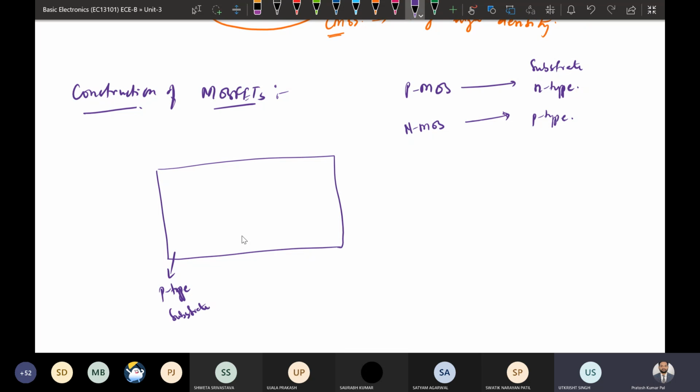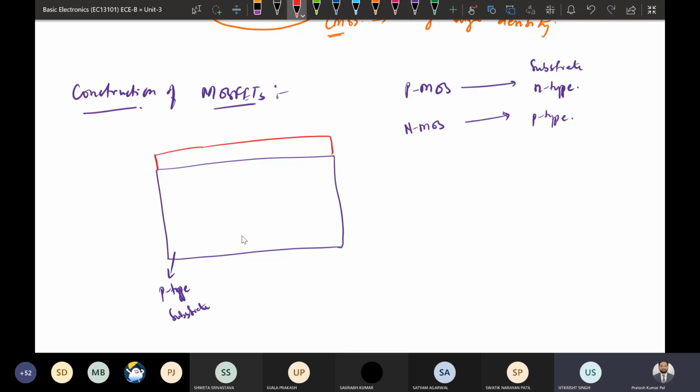Substrate means a base on which we will be depositing further layers. So this is our substrate. On this, the first step that we basically go with is oxidation. Oxidation means we will be depositing an oxide layer. So suppose the oxide layer is this. This is an oxide layer.